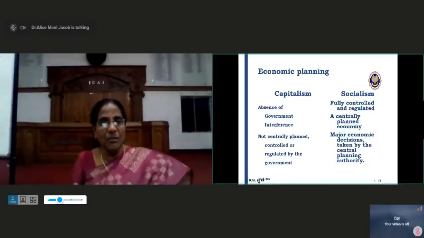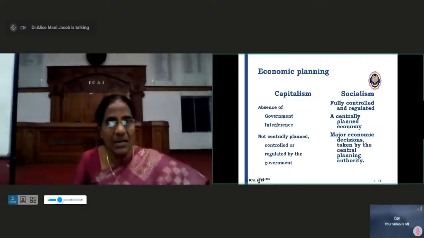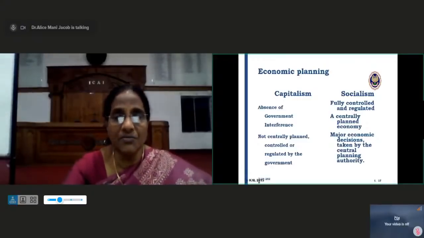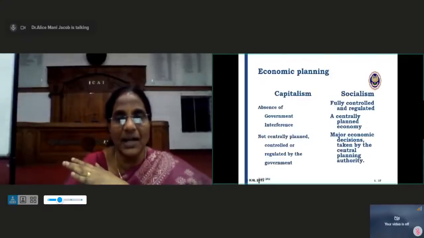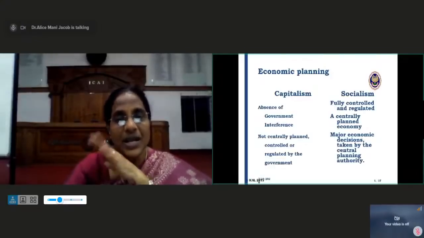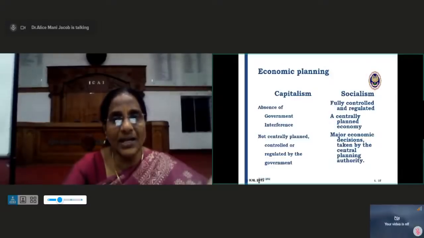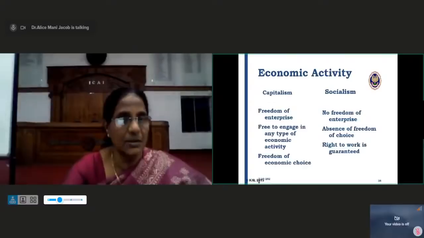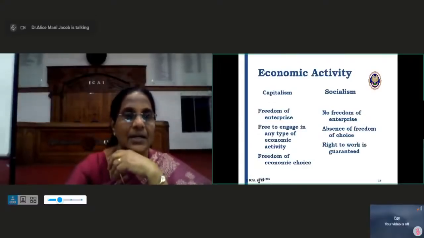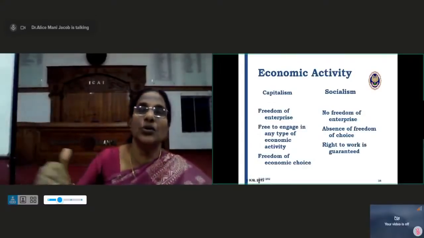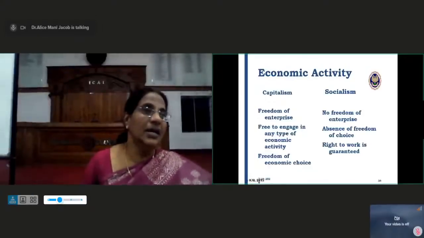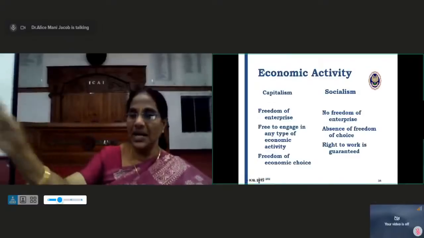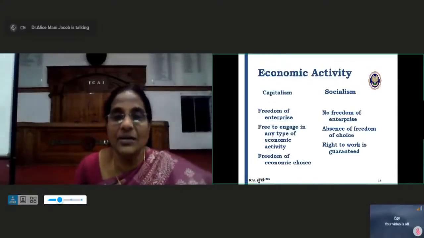Socialism is a fully planned, centrally planned economy where major decisions are taken by the centralized planning authority. Now there is no planning in capitalism. It is not a centrally planned economy. Socialism is totally planned. So if you want this much output, if there are this number of people who will eat 1 kilogram of rice in a week, multiply and find out how much rice we need.